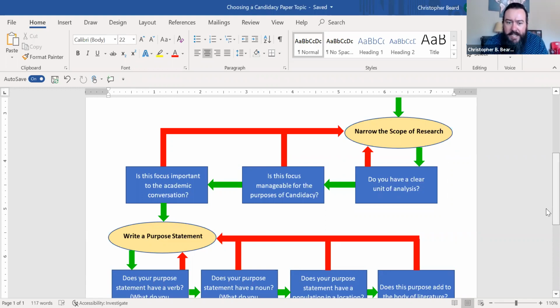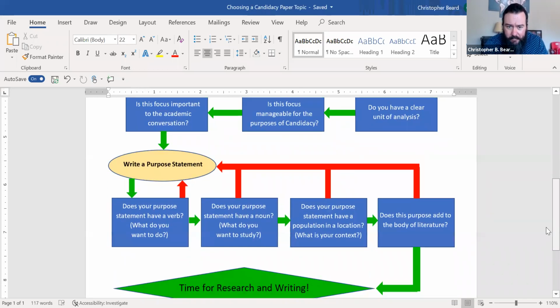And then we get down to writing a purpose statement. I would say you need to get in the habit of writing a clear purpose statement every time you write something. I don't care whether it's a 500-word reflection or a short assignment. Think about your purpose. What's the purpose of why I'm doing this? And make sure you can articulate it very clearly.